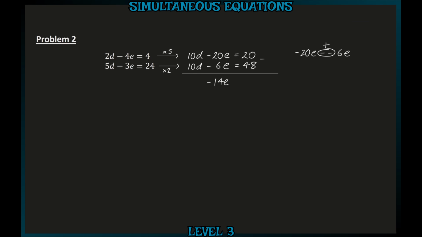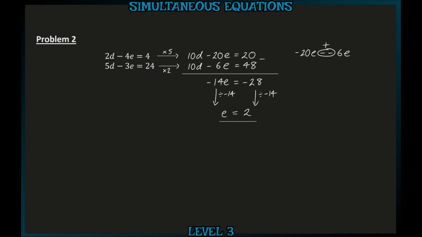On the right, 20 minus 48 is minus 28. To solve this now, we can remove the times minus 14 from in front of the e, and we can do this by dividing by minus 14, and we can do the same on the right hand side. Now on the left, the times minus 14 and the divide by minus 14 cancel out to leave us with e, and on the right, minus 28 divided by minus 14 is 2, because dividing a negative by a negative gives us a positive result. So e is equal to 2.